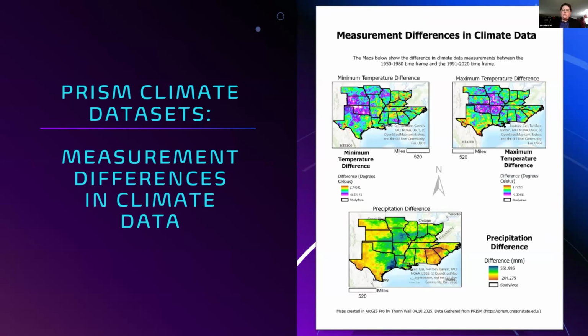And for maximum temperature, there was a decrease in Oklahoma, Arkansas, and Missouri. The only other real difference I saw in this is that there seemed to be more of an increase in the northeastern portion of the study area for the minimum temperature. For the precipitation, it showed an increase in precipitation just to the northeast of what is typically considered Tornado Alley.